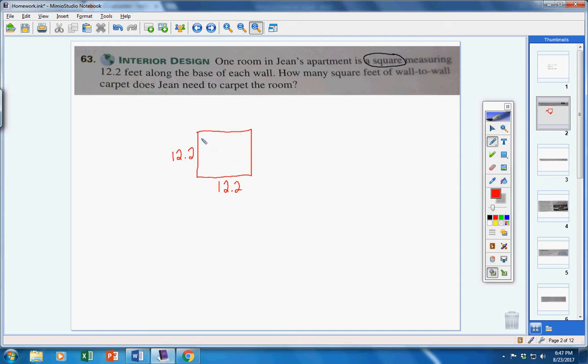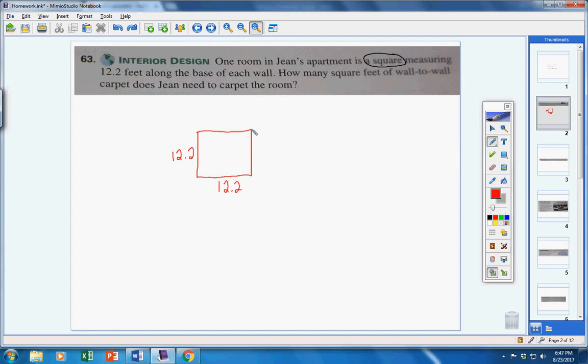She wants to do wall-to-wall carpet. Now what that means is she wants carpet to cover the entire floor. That's all that means. So the question is, how many square feet of carpet does she need? Now students, please think about this.